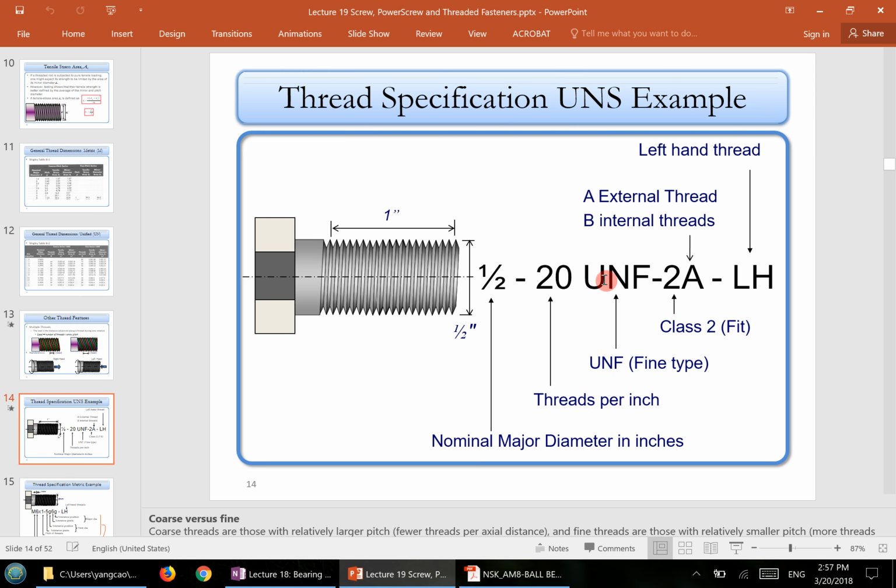And UN, that's the UN style, UN profile. F means it's fine, so it's the fine series. And then 2A here is the classification for the tolerance and fit. And the last two letters here refer to whether it's a left hand or right hand type of thread.